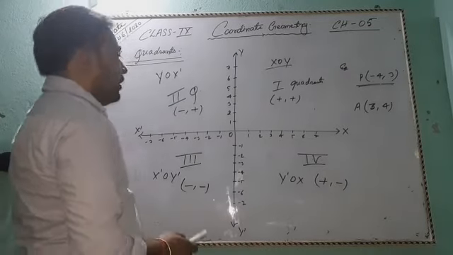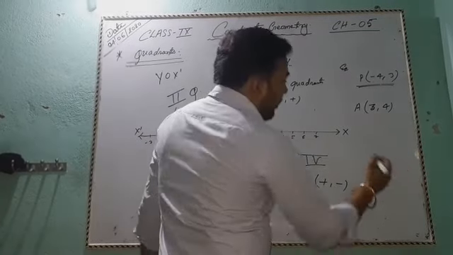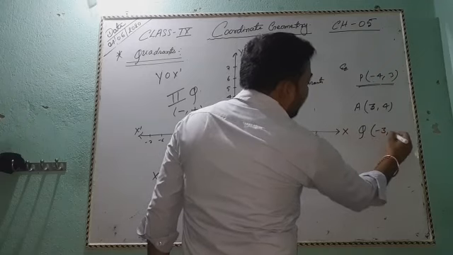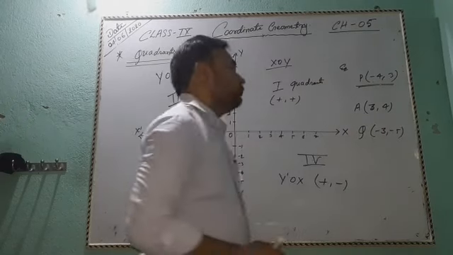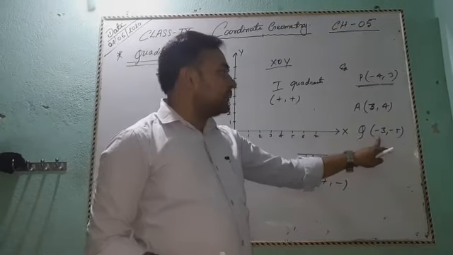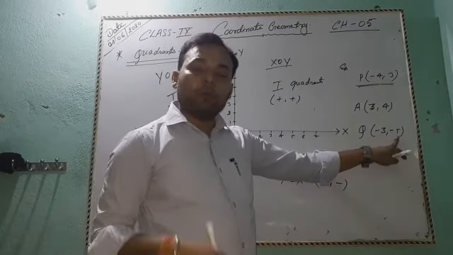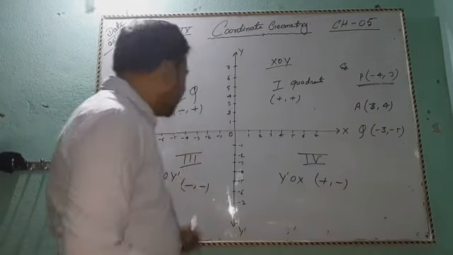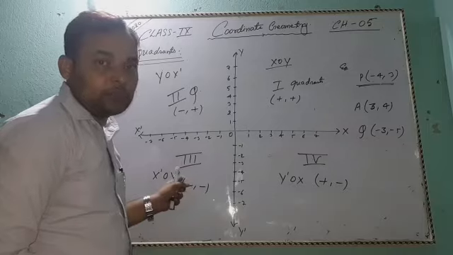And the next, a point Q (minus 3, minus 5). This point's x coordinate as well as y coordinate are both negative. So we say that the point Q is present in the third quadrant. Okay.